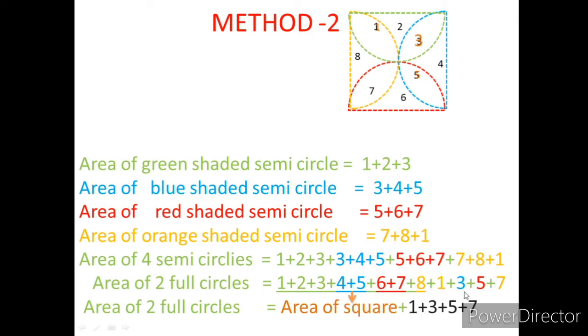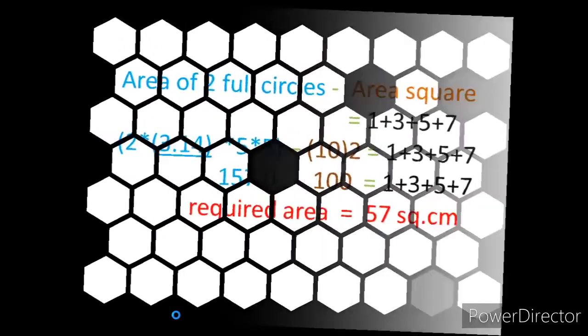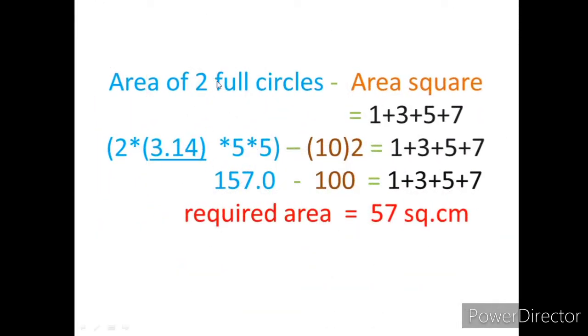Later you have to write down 1 plus 3 plus 5 plus 7, isn't it? These are the repeated parts. And the required part is also 1 plus 3 plus 5 plus 7. So according to our required part, we have to find this 1 plus 3 plus 5 plus 7. Therefore, I would like to transpose the area of the square to the LHS. You see in the next slide how it comes. Okay, the area of 2 full circles minus the area of the square is equal to 1 plus 3 plus 5 plus 7.